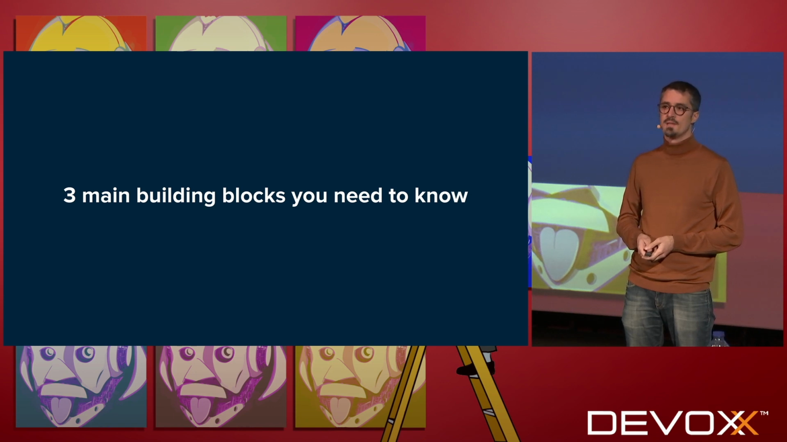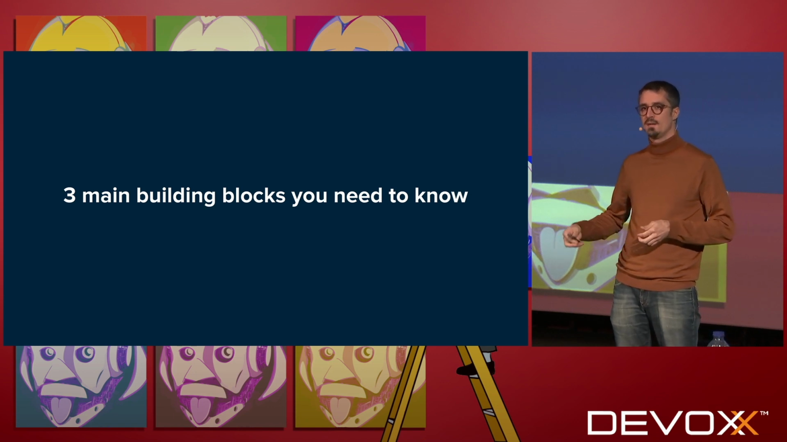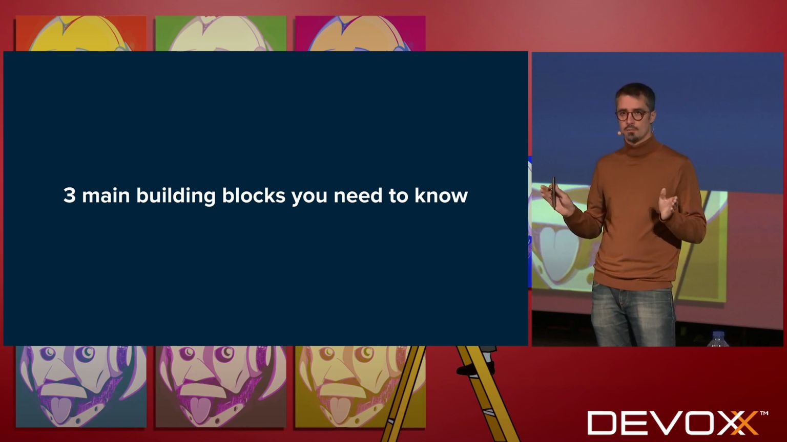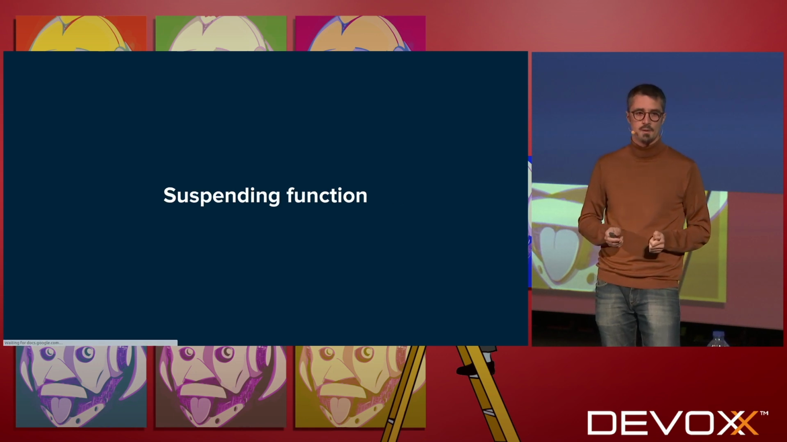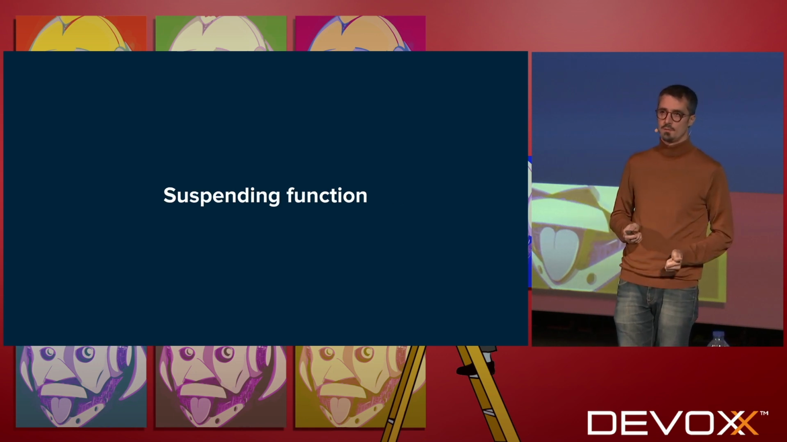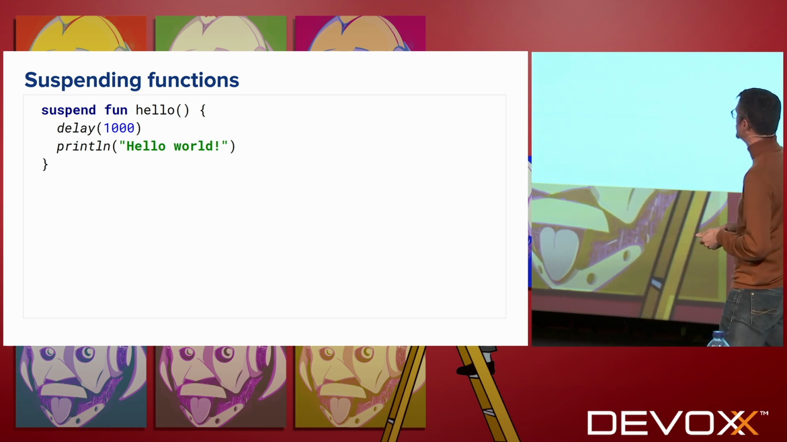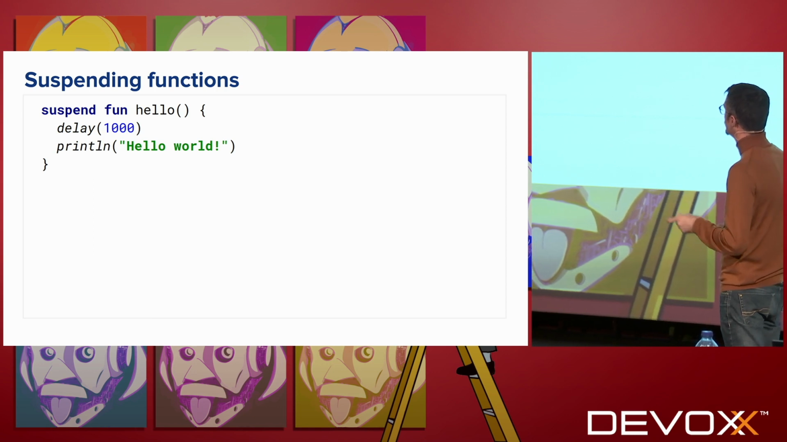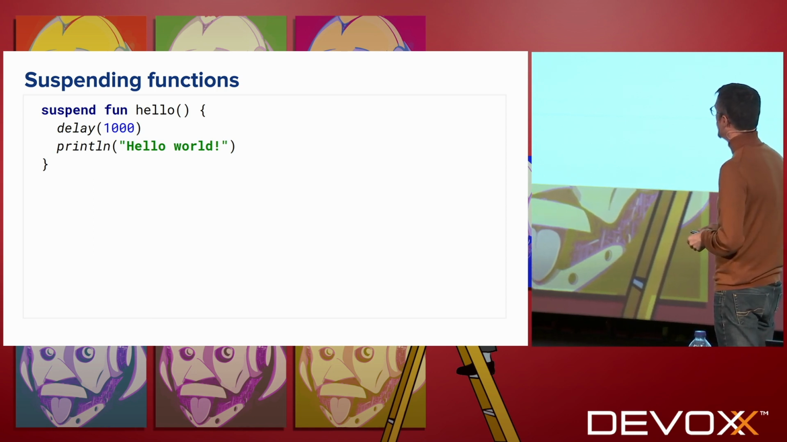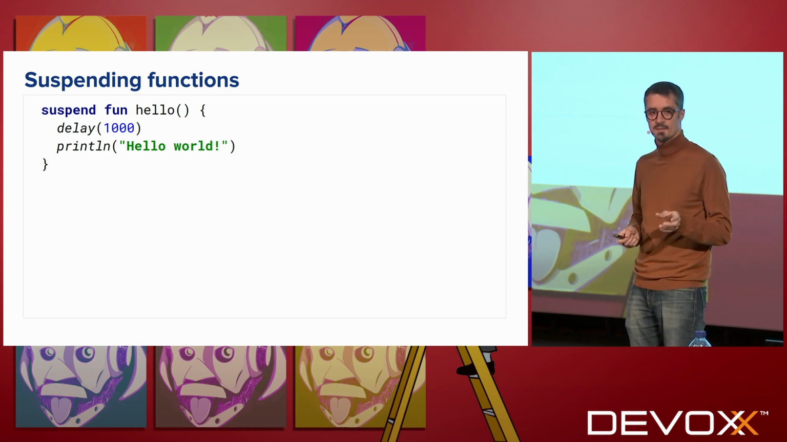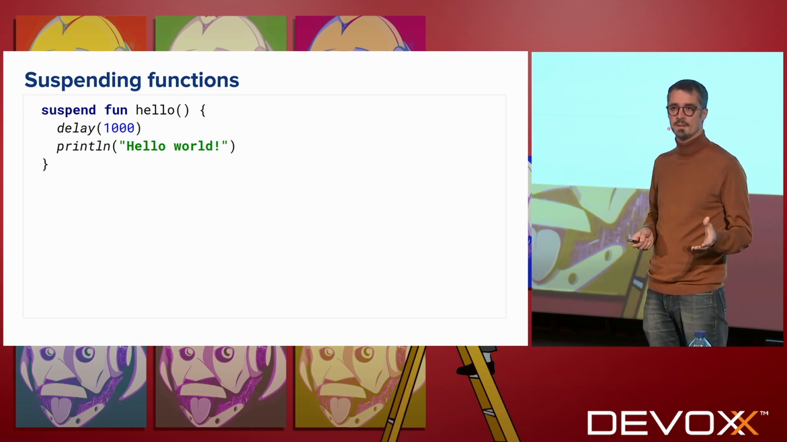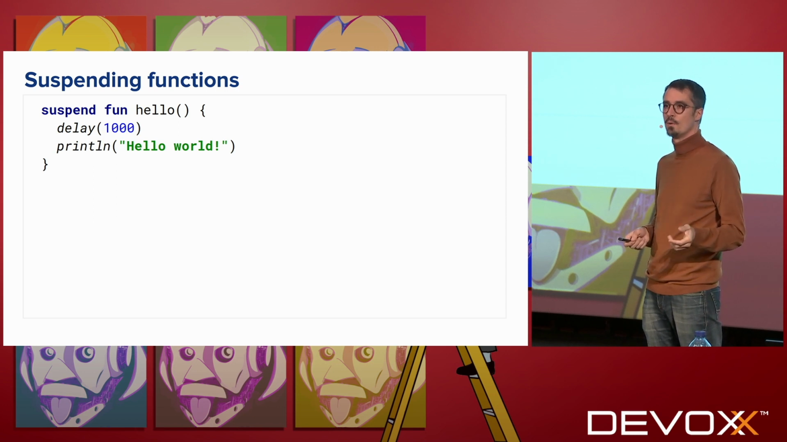And there are three main blocks that you need to know. There are more APIs and things in coroutines, but if you need to learn just something, I think knowing these three building blocks is super important. The first building block is the suspending function. A suspending function is a Kotlin function where you add the suspend keyword before the fun keyword, and that makes explicit that this function is a suspending one, and so it will run on a coroutine. So when you add this suspend keyword, that means it can run as a lightweight thread, as a coroutine.